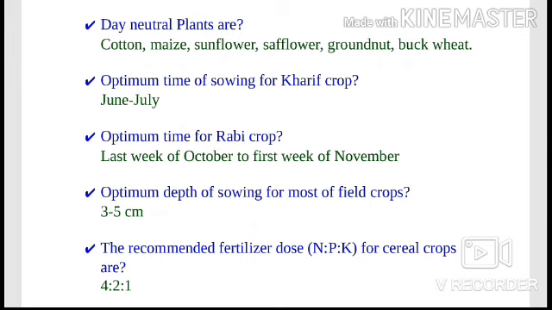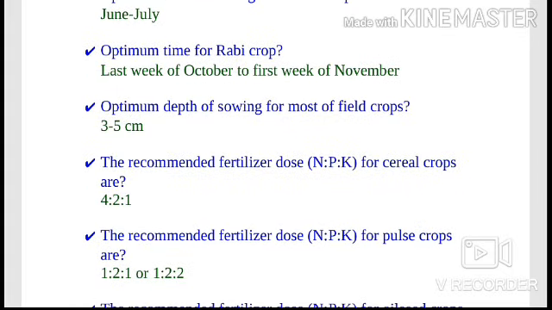Next is, optimum time of sowing for Kharif crop is June to July. Next point is, optimum time for Rabi crop is last week of October to first week of November. Next is, optimum depth of sowing for most of field crops is 3 to 5 centimeter.